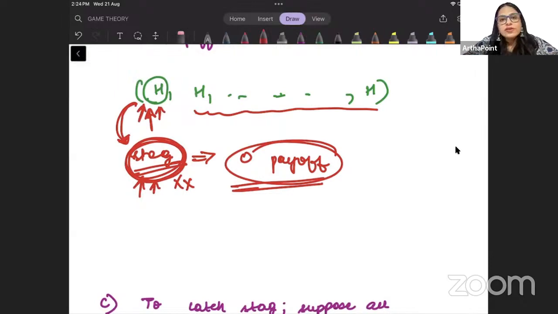We will always look for the incentive to deviate for one individual. At a time, you deviate only one individual and check. So this individual, by deviating, gets a lower payoff. So this is also a Nash equilibrium.